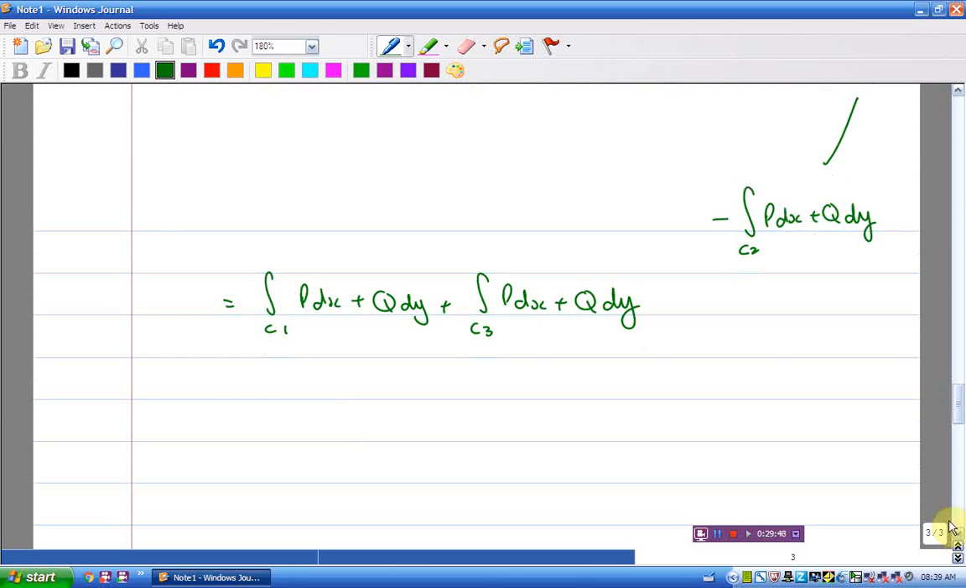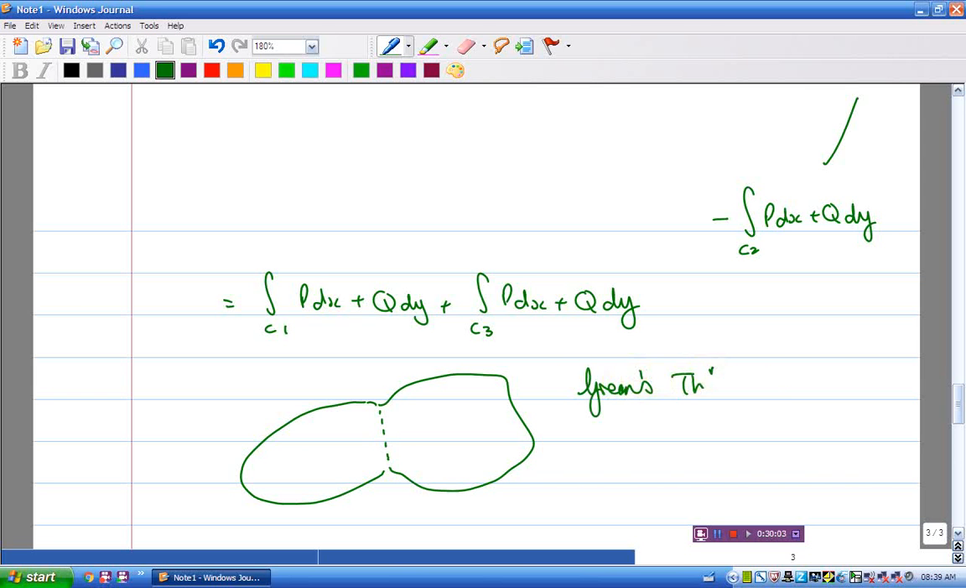So basically, I can't remember what my blobs look like anymore. Basically, we're saying Green's theorem applies to the union of these regions.